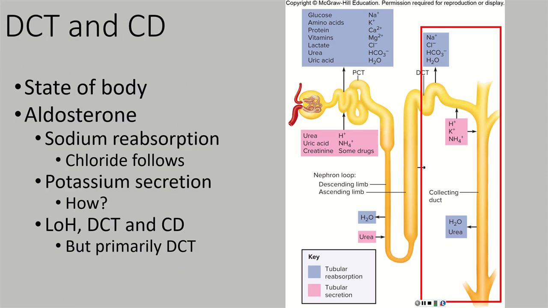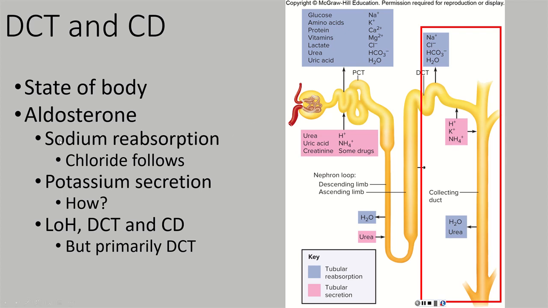So up to this point, the PCT, the descending and the ascending loops of Henle, those are constantly at work and they're always doing the same job. It doesn't matter what else is going on, they are always doing the same job. But from this point forward, the distal convoluted tubule and the collecting duct, they change their jobs based on the state of the body. So this is where things like hormones are mostly going to work. Now, hormones will work elsewhere, and they may increase or decrease certain activities, but the distal convoluted tubule and the collecting duct are where we see most hormone activity.